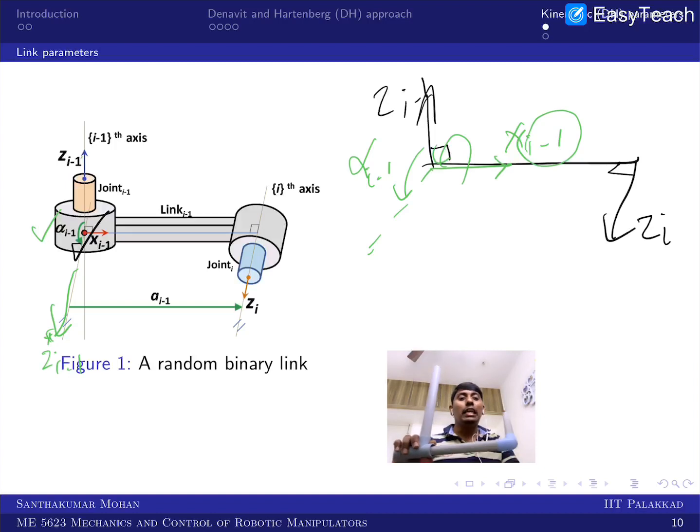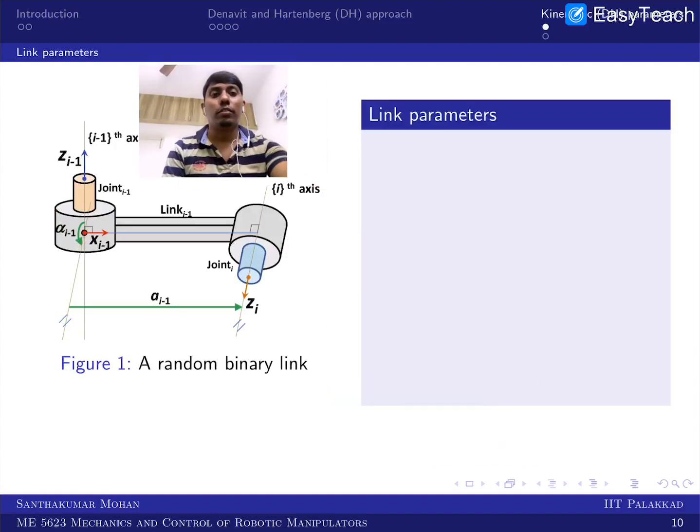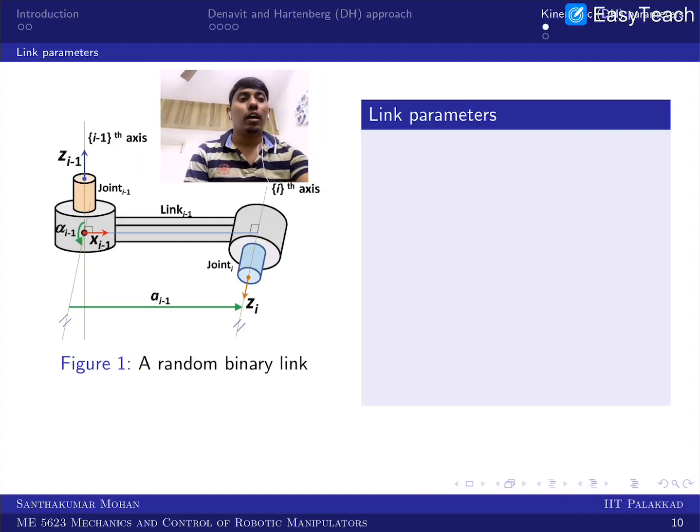The link length cannot be negative, because it is a geometric parameter. At minimum it can be 0, in the sense both axes coincide at one point but are an angle apart, like this. So a minus 1 is equal to 0 or positive. That is what you are supposed to follow. I am giving the definitions a little more clearly, based on understanding.